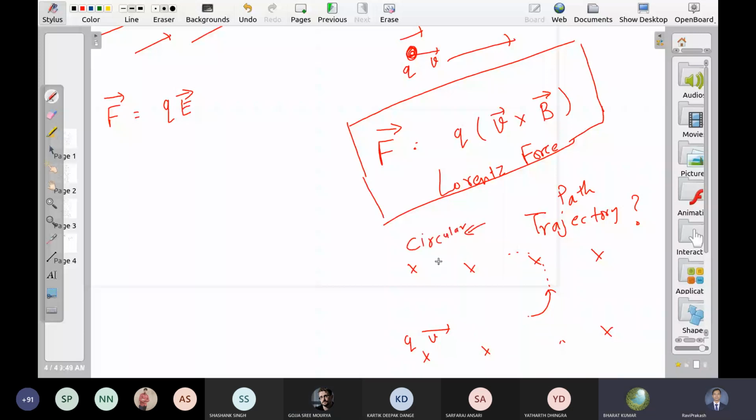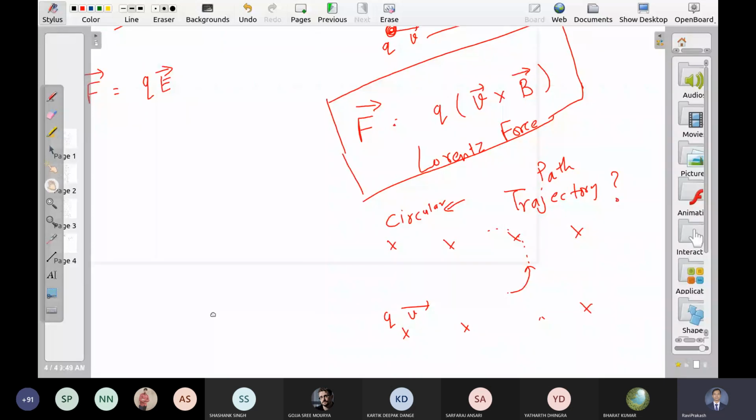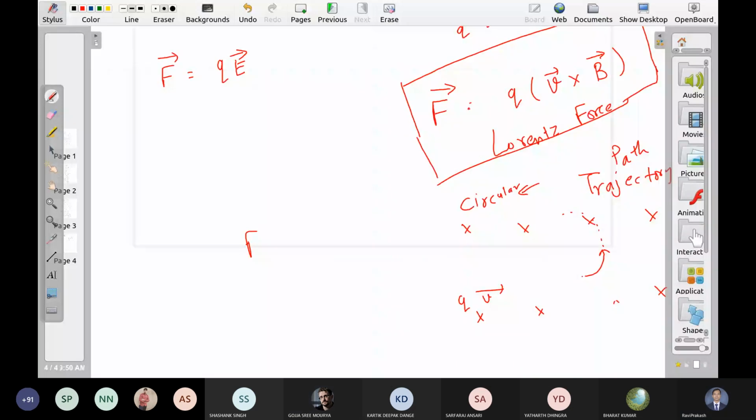So it's a homework for you. Find the path, and those who are confident that it's circular, yes, it's circular. Question is, prove that it is circular. आपने जैसे भी पढ़ा है, जैसे प्रूव किया है. It is not a very difficult thing.